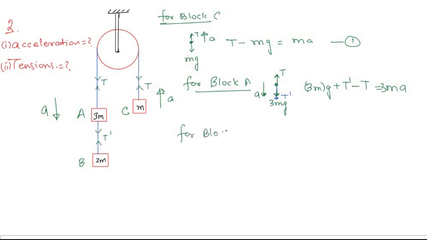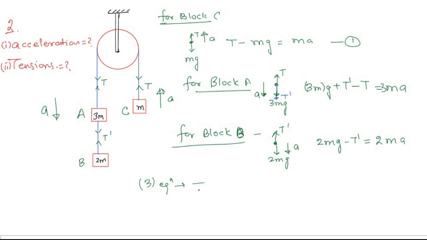Then for block B, this is simple: weight 2mg acting downward, tension T prime in the upward direction and the acceleration a. So 2mg minus T prime is equal to 2m times a. Now we have 3 equations, and the unknowns are T, a, T prime. 3 equations and 3 unknowns, you can solve it easily.